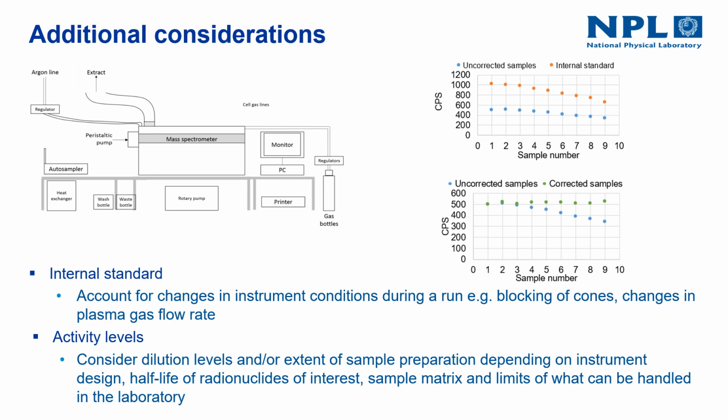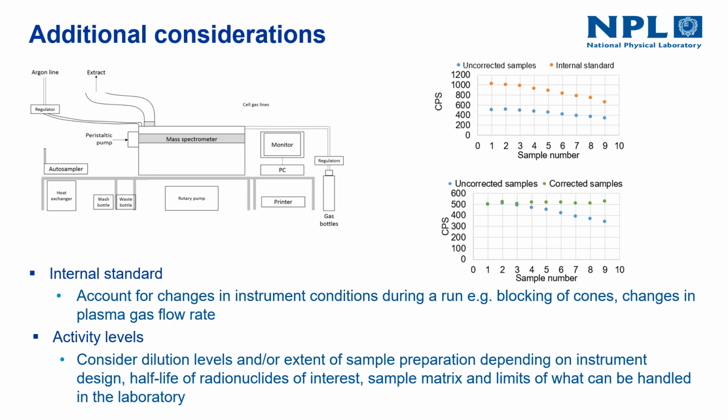But with dilution, you have to consider the half-life of the radionuclides of interest. If they're shorter lived, then if you dilute a higher matrix sample, you might do that at the expense of being able to detect the radionuclide. And you also need to factor in the limits of what your laboratory is able to handle.